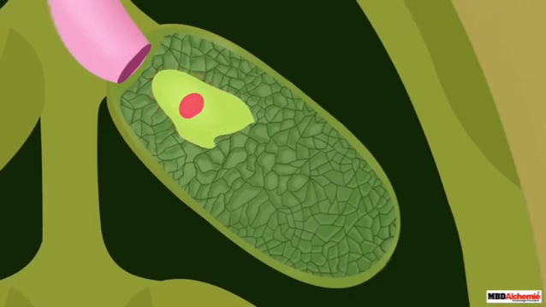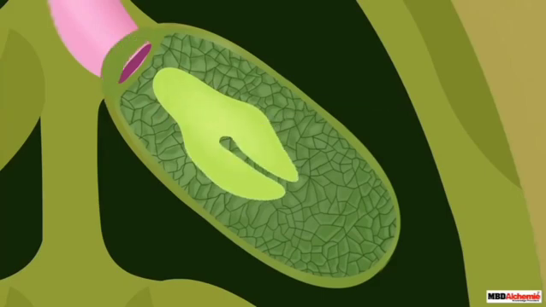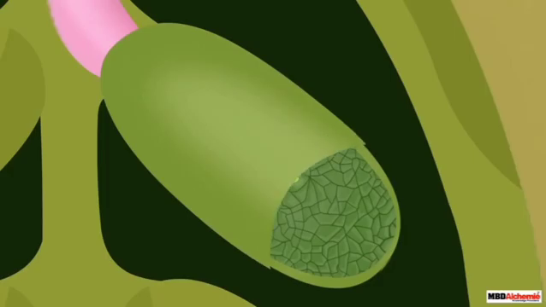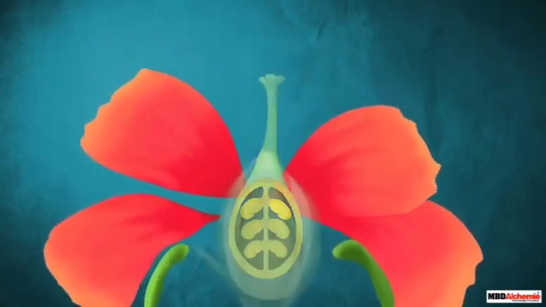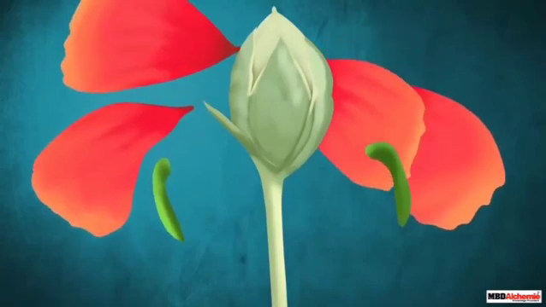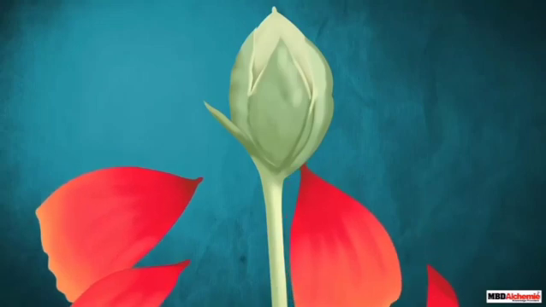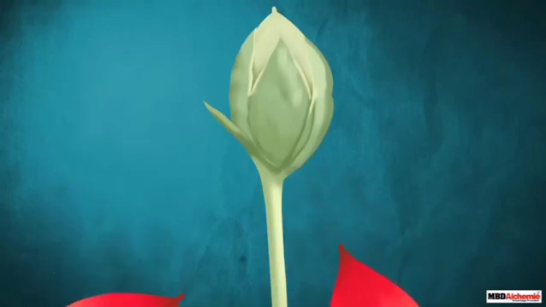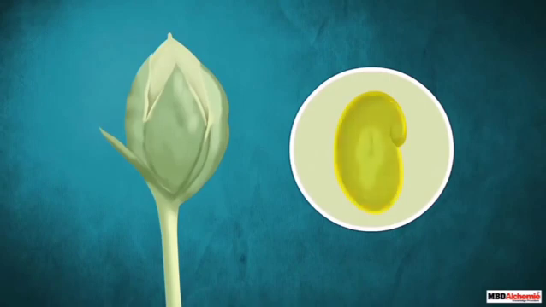The zygote formed after fertilization then divides several times to form an embryo inside the ovule. The ovule develops a tough coat and changes into a seed. The ovary on the other hand ripens and forms a fruit around the seed. At this time, the outer parts of the flower, like the sepals and petals, fall off. A seed present inside the fruit contains an embryo, which is actually a baby plant.